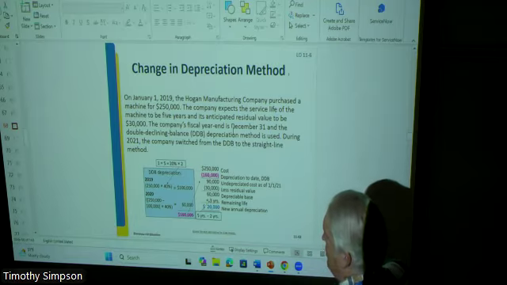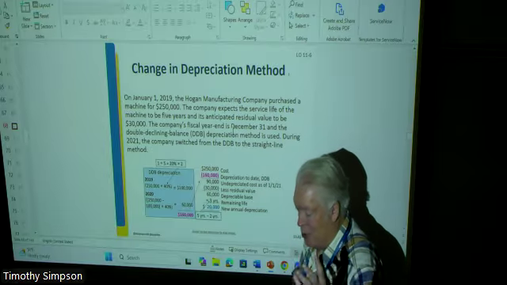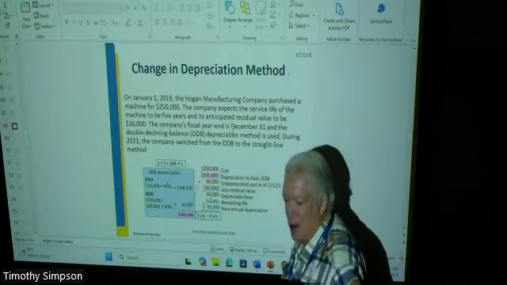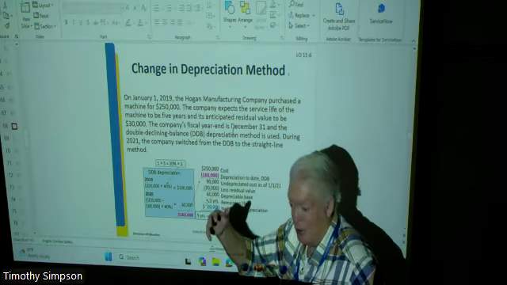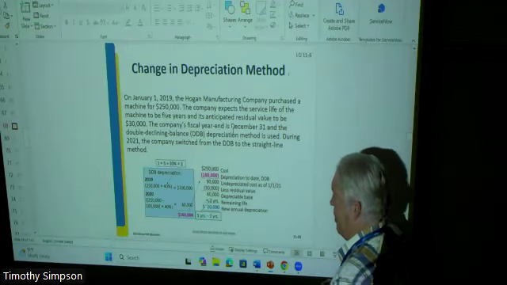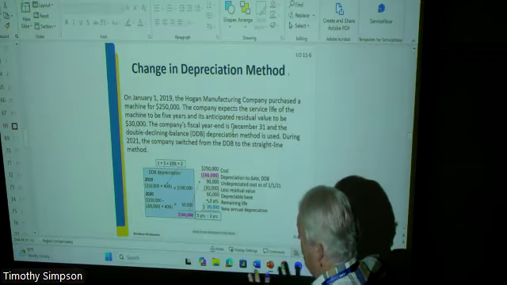So we're changing methods. Remember, the previous case that we talked about last week was the idea that we're changing terms, the length of time, the estimated useful life is going to be longer. And because of that, the estimated residual value is going to be lower. Well, no, we're not really changing that here. Although I think they changed from 30 to 40. That doesn't really make any difference. It's the idea that we're changing the method.